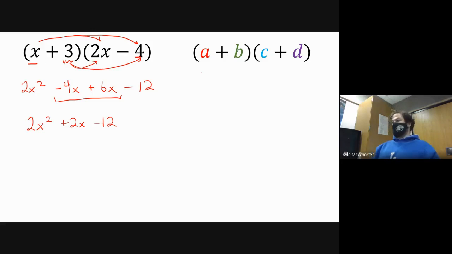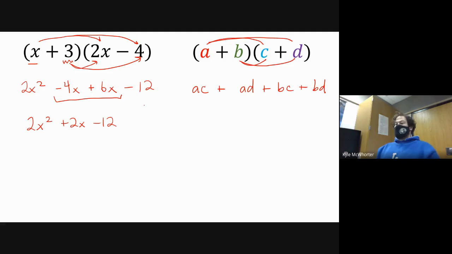I just want to go over the process so that you can hopefully see that a couple of things happen when you're factoring. So in general, if you just called it (a plus b) times (c plus d), how that's going to work out is you're going to get ac plus ad plus bc plus bd.